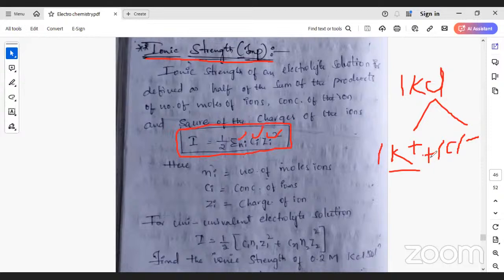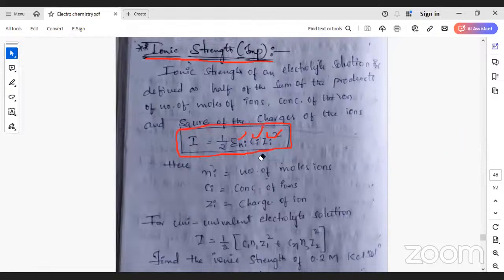And what is the concentration of K plus and Cl minus? The same concentration as the KCl has, so that will be the same for K plus and Cl minus. The charge of K is +1 and the charge of Cl is -1. So the square of these charges and the product of all those things will give the ionic strength.